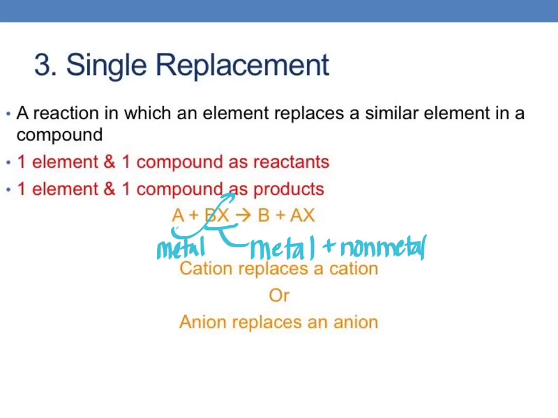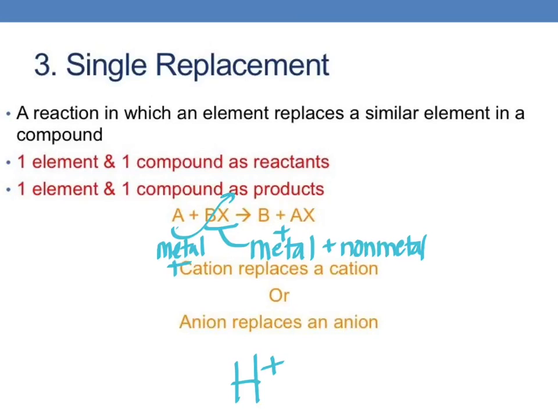So we have a positive replaces the positive. You can have a negative replacing a negative. Most of the time it's going to be a metal replacing a metal, but sometimes a special case is hydrogen. Hydrogen's a nonmetal, but hydrogen makes a positive charge. So sometimes you will see that.